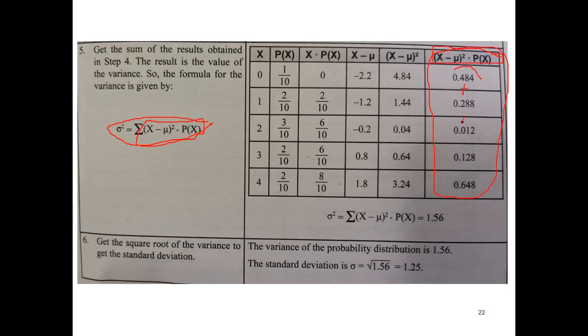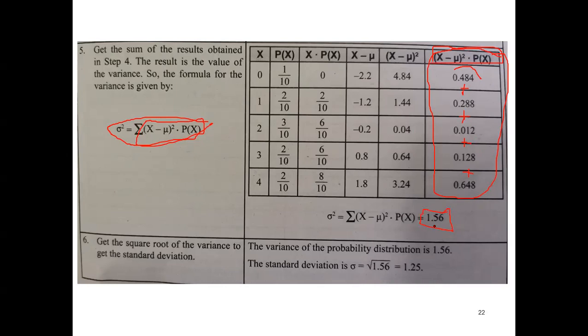Plus, plus, plus, plus. Let me count, sorry. So, we added all of them. So, we have here the answer which is 1.56. Okay? So, the variance is equal to 1.56.